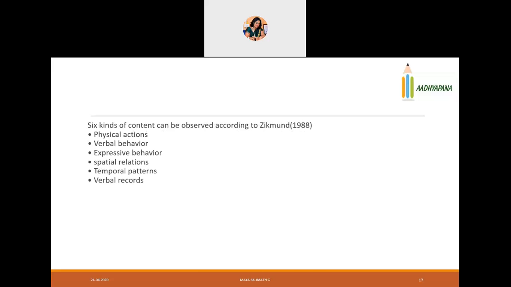And according to Zygmunt, every observation will have these kinds of contents. One is they look at the physical actions of the respondents. They talk about verbal behavior. You can also observe the expressive behavior. The difference between verbal behavior and expressive behavior is when people talk, especially when it comes to body language, there is this difference between, just a moment.